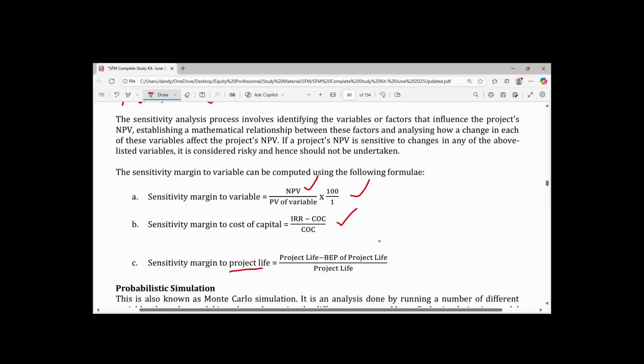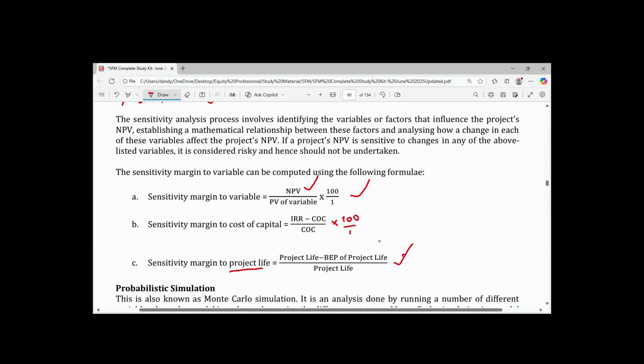You can call it project life or product life, depending on what the examiner is asking you to do. So to do this, the project sensitivity margin of project life will be computed as project life minus break-even points of project life over project life, multiplied by 100%. Each of the formulas, your answer must be in percentage. You have to multiply everything by 100%.